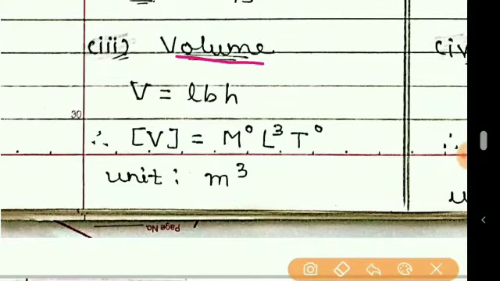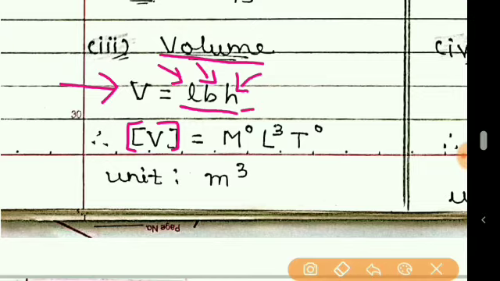Now for volume. To obtain the dimensional formula of volume, first we will write a simple formula of volume. We know that volume of a cuboid is given by LBH. Now we know that L is also measured in meter, breadth is also measured in meter, and height is also measured in meter. So unit of all these three is same, and so meter into meter into meter is meter cube. So unit of volume is meter cube.